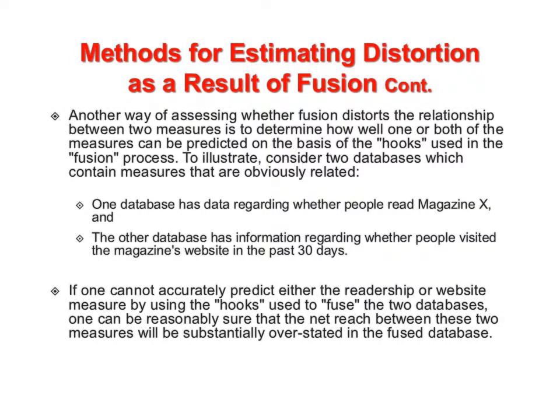Another way of assessing whether fusion distorts the relationship between two measures is to determine how well one or both of the measures can be predicted on the basis of the hooks used in the fusion process. To illustrate, consider two databases which contain measures that are obviously related. One database has data regarding whether people read magazine X, and the other database has information regarding whether people visited the magazine's website in the past 30 days. If one cannot accurately predict either the readership or website measure by using the hooks used to fuse the two databases, one can be reasonably sure that the net reach between these two measures will be substantially overstated in the fused database.